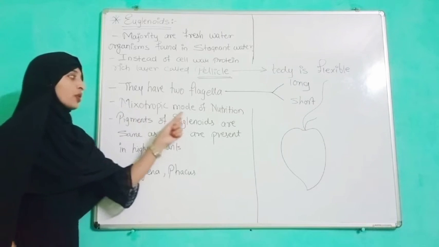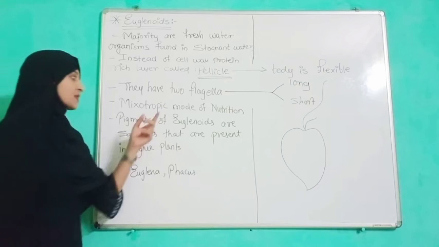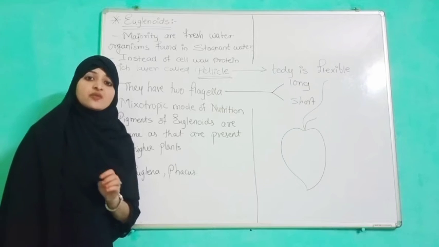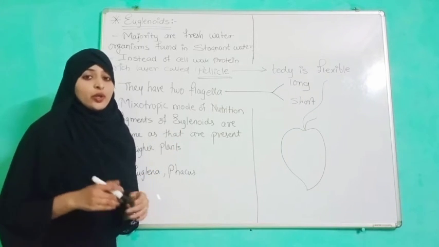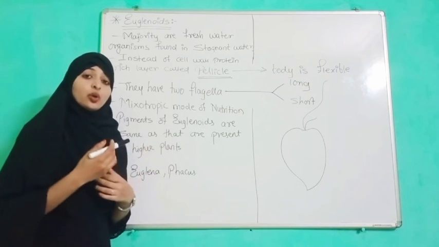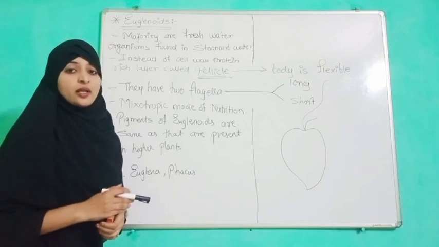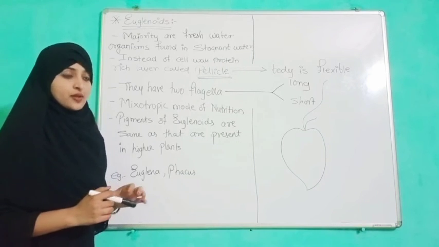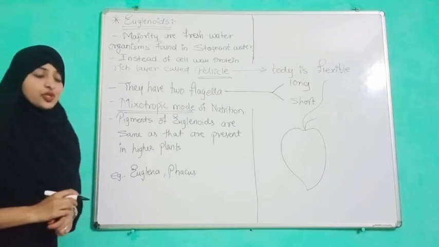Next, mixotrophic mode of nutrition. It is a mixture of two types of mode of nutrition, photosynthetic as well as heterotrophic. If sunlight is available, they perform photosynthesis as autotrophs, and if there is an absence of sunlight, they become heterotrophs, meaning they feed on other living organisms. Hence, it is called a mixotrophic mode of nutrition.